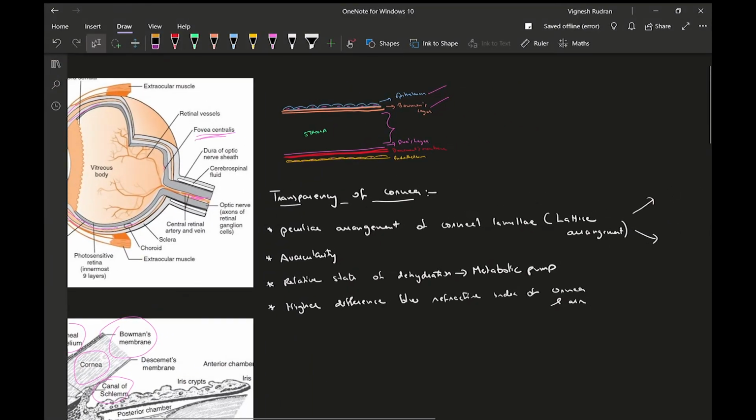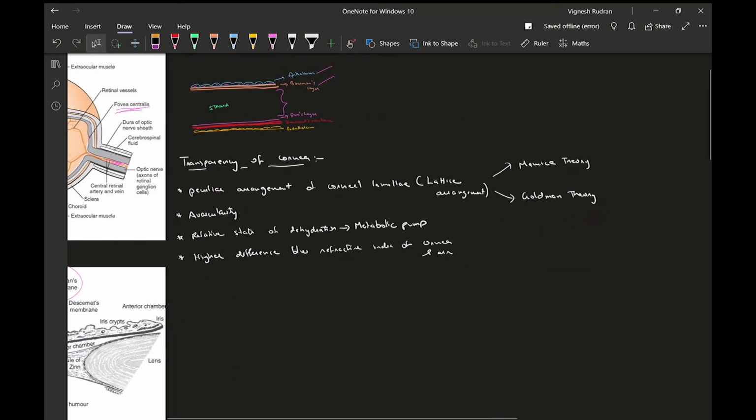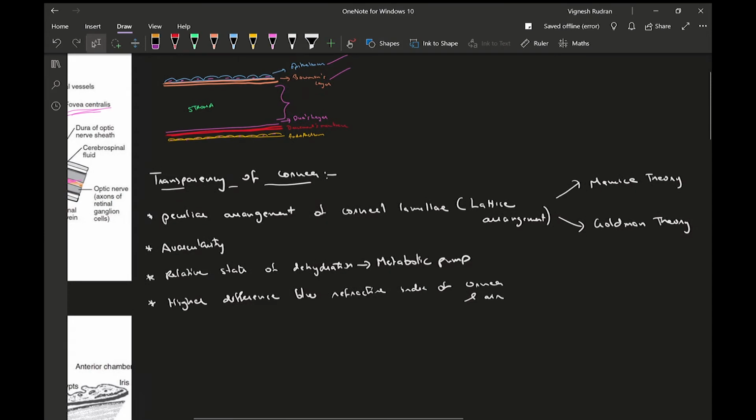So the cornea is transparent. There are many reasons for this. The most important one is the peculiar arrangement of the corneal lamellae. They are arranged in latticed arrangement, and there are two theories behind this. You just need to know the name of the theories: Morris theory and Goldman theory. So that is the most important point when it comes to the transparency of cornea.